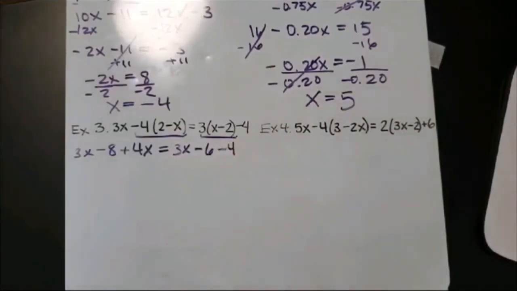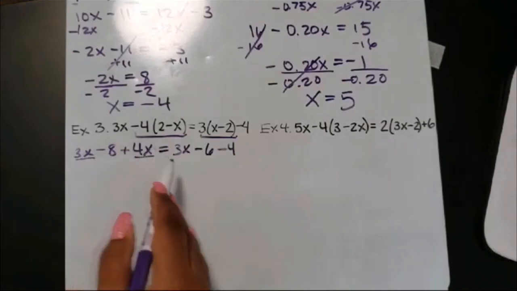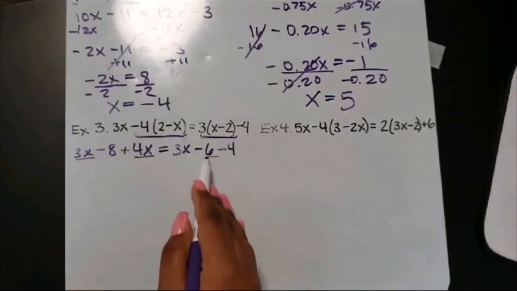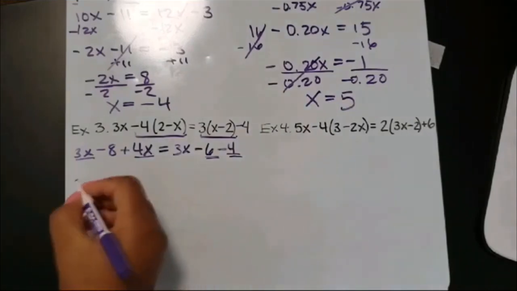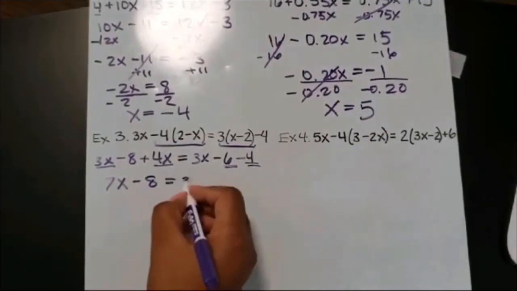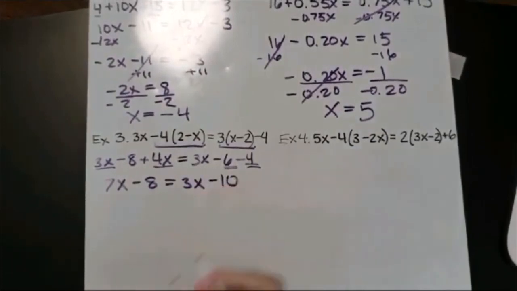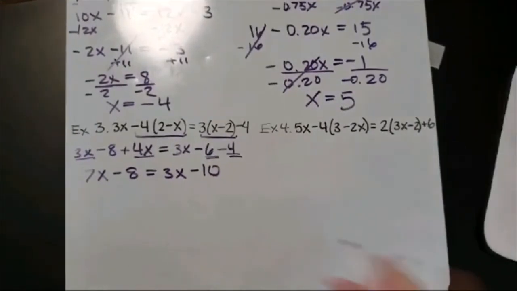All right. So before we start moving things across our equal sign, we want to check to see if both sides are fully simplified. So on the left side, we can combine those two. And on the right side, we can combine those two. All right? So after we combine like terms, we should have 7x minus 8 equals 3x minus 10. From here, y'all should definitely be good.